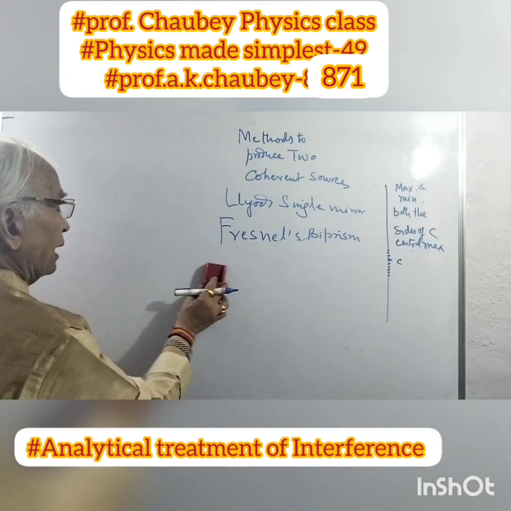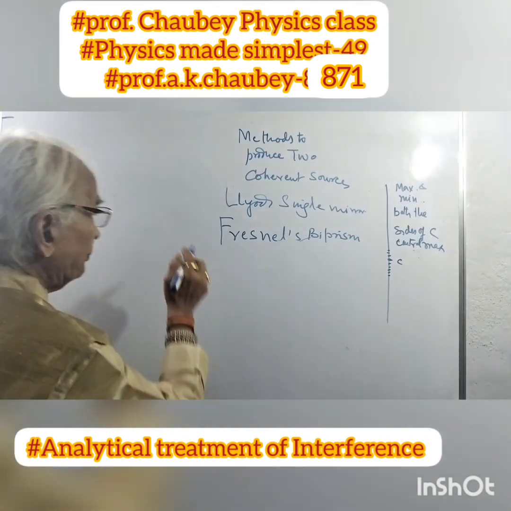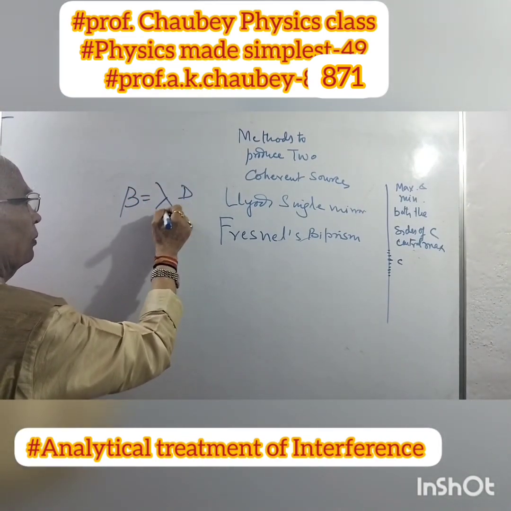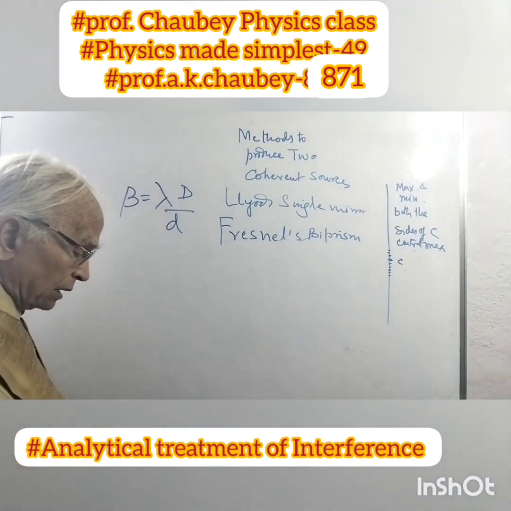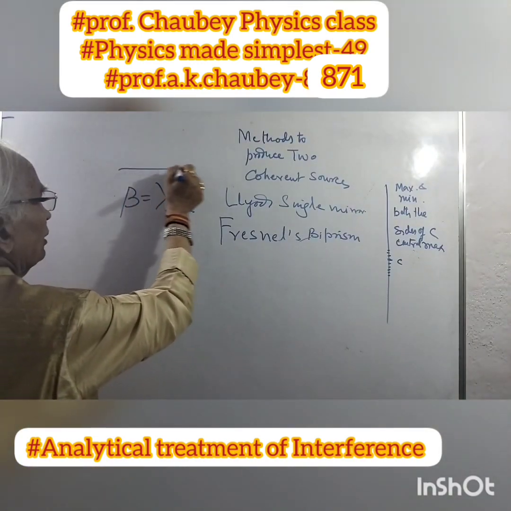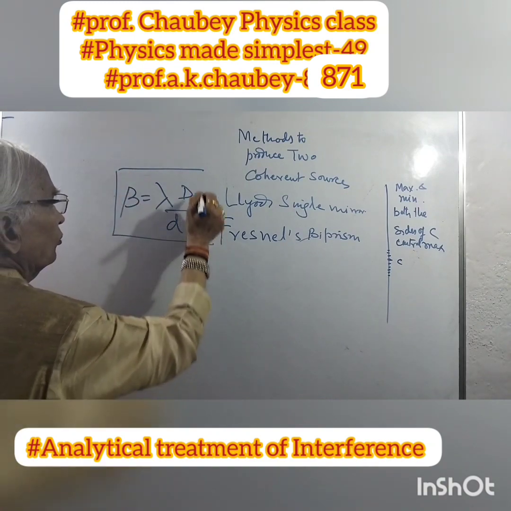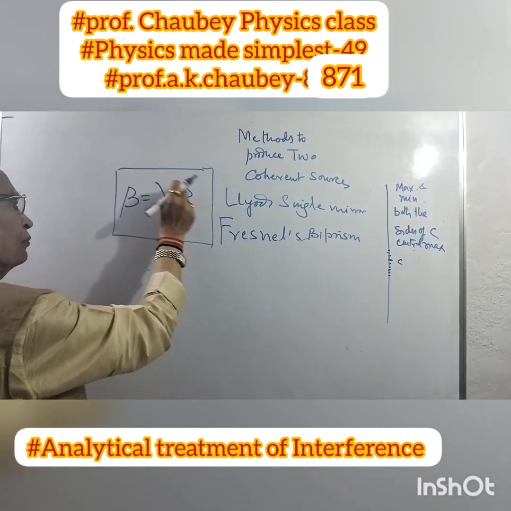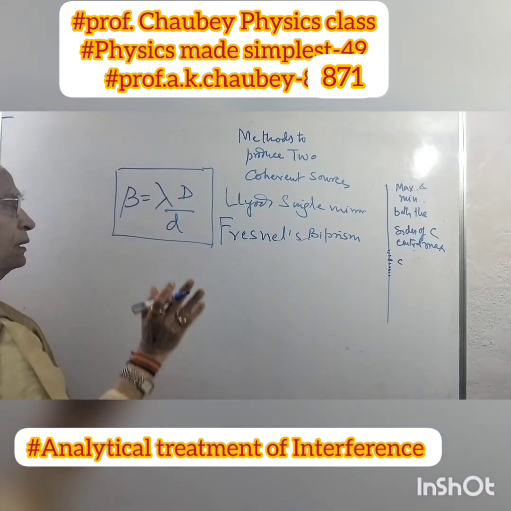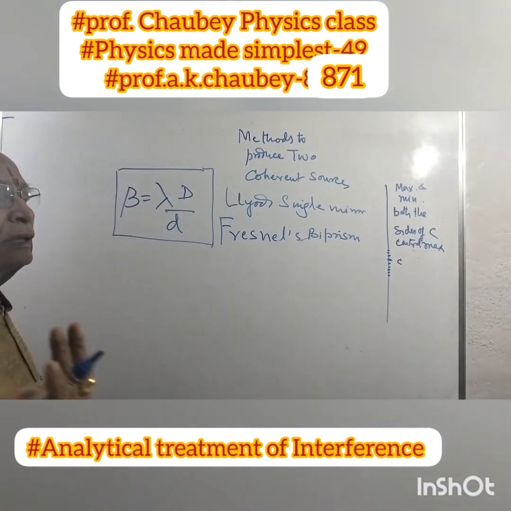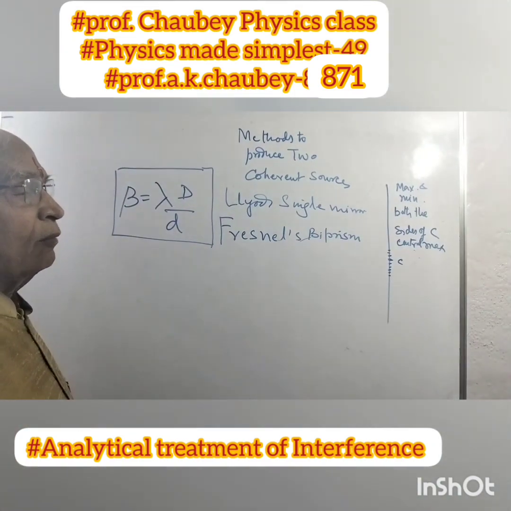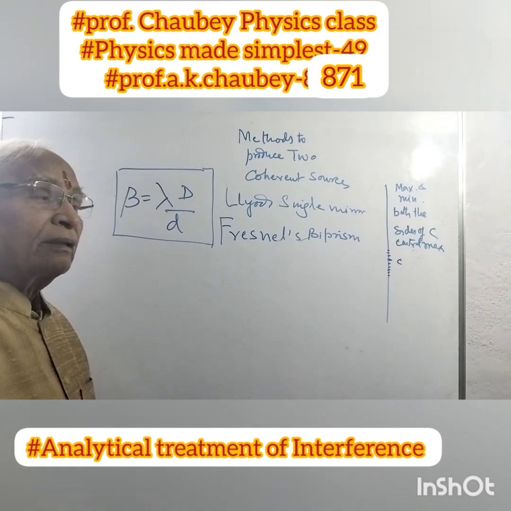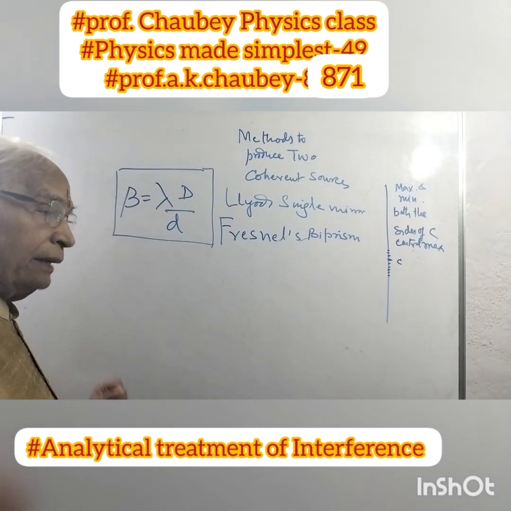So you get beta. Beta is the fringe width, that is the important thing. Beta is equal to lambda D over d. This is the important expression. Using this expression, we can get lambda or we can get beta out of the four parameters. If three are known, the fourth can also be calculated. So this gives us a very good experimental method for measuring the wavelength of a light source.